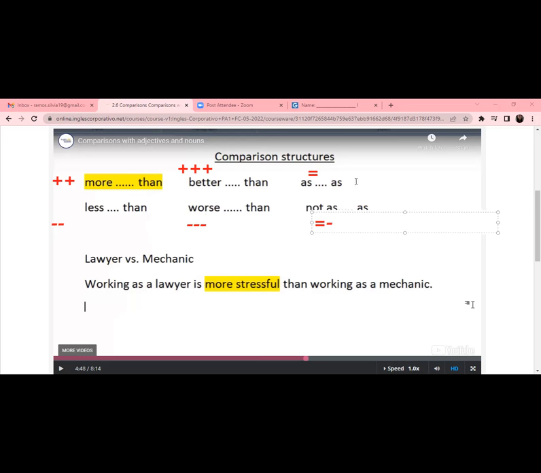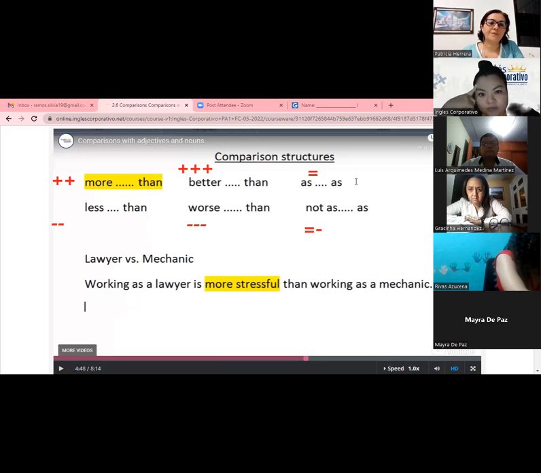I can tell you, for example, working as a teacher is not as good as working as a supervisor, right? So we're making a comparison, but not as plus adjective. It's going to make it that it's equal, but in a negative way, right? In a negative way.